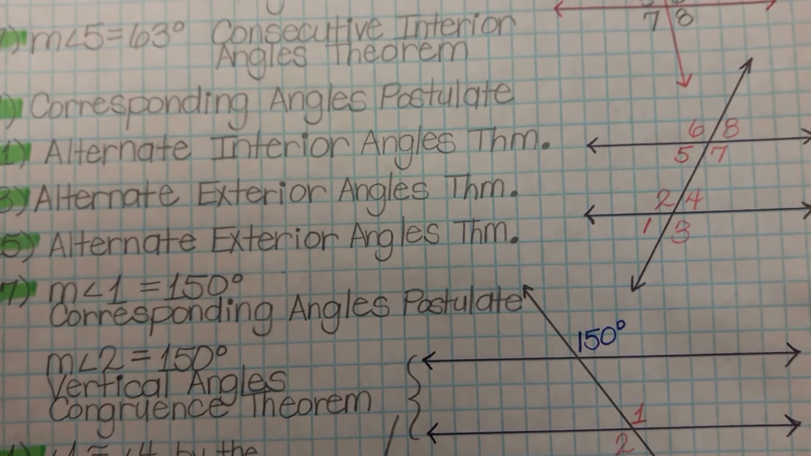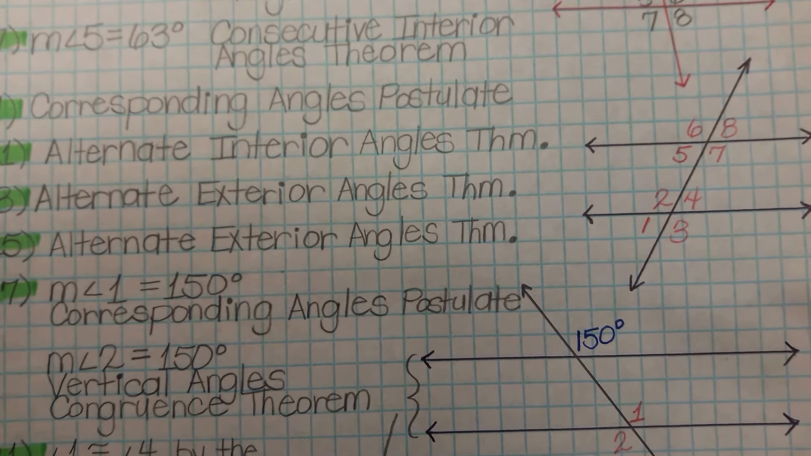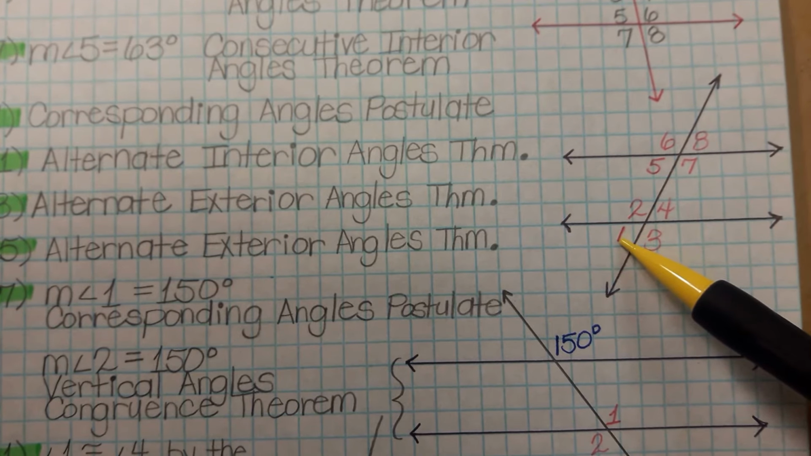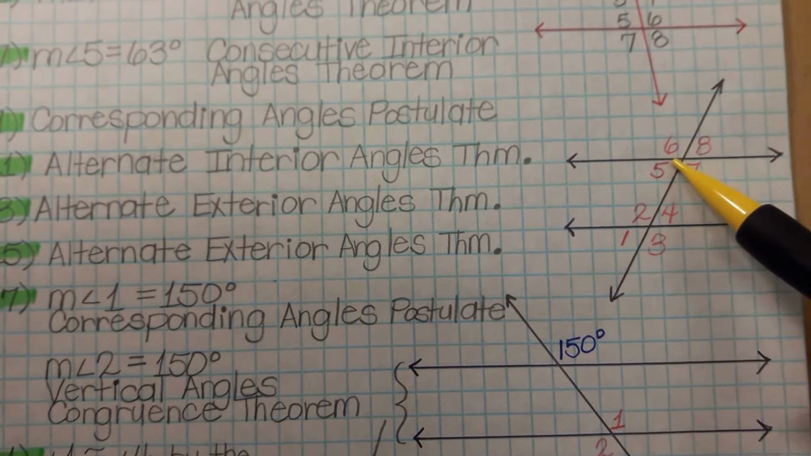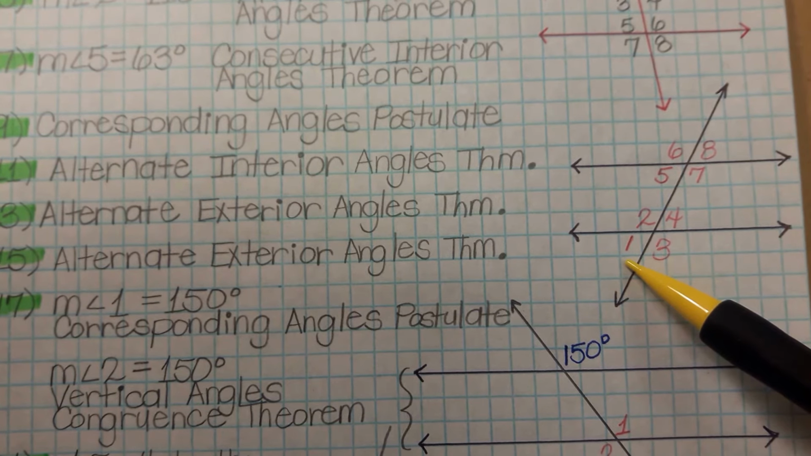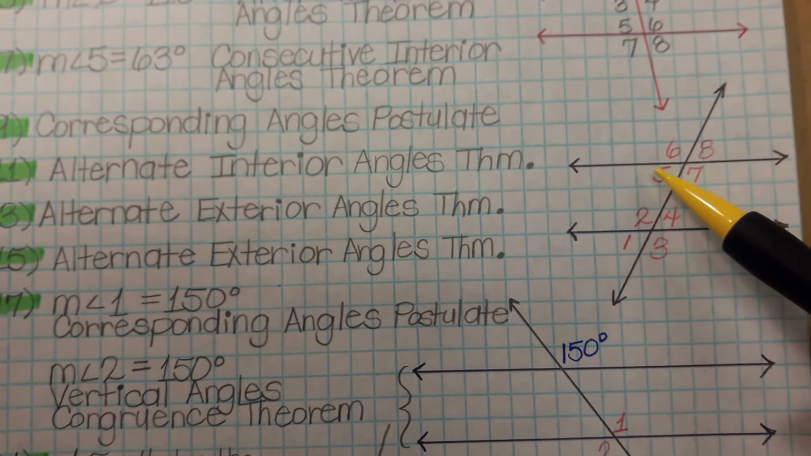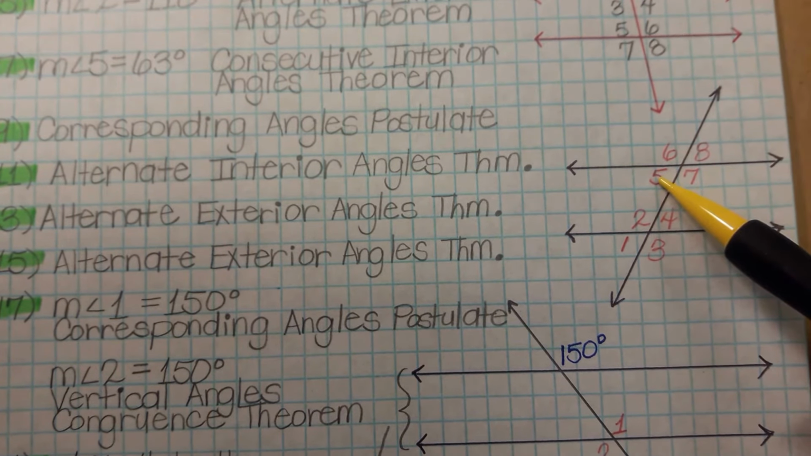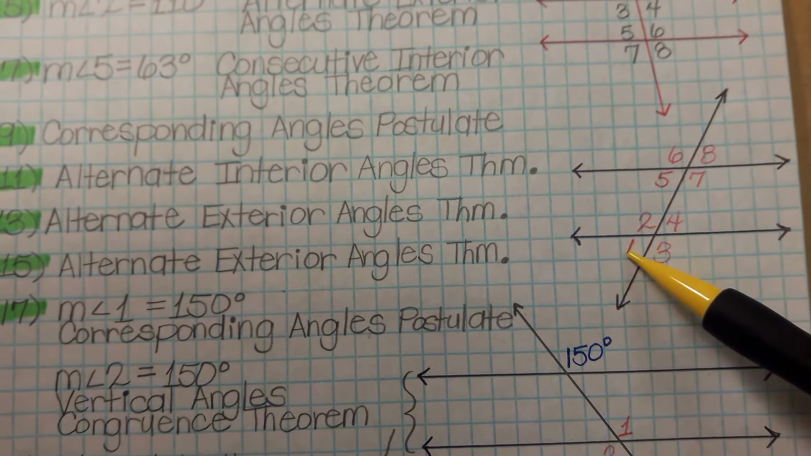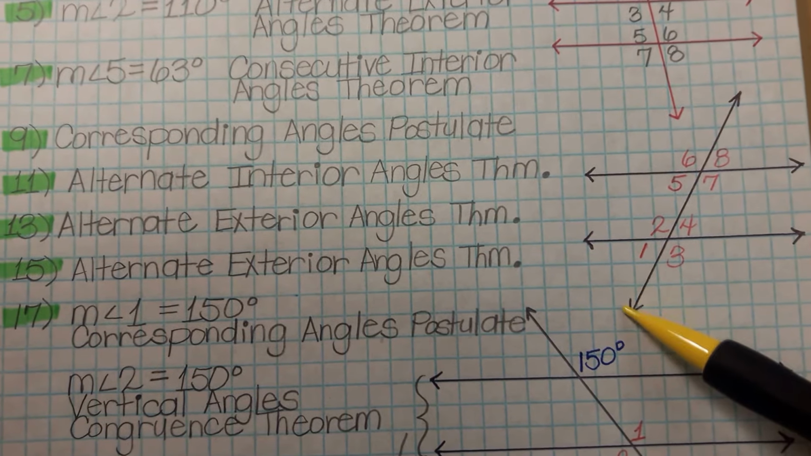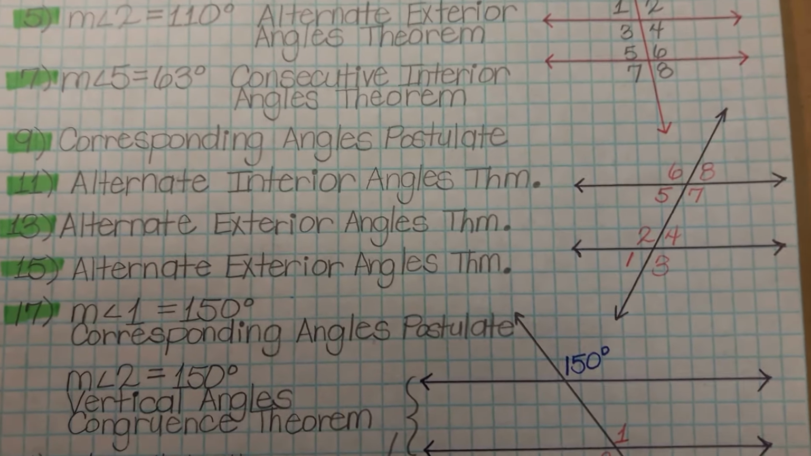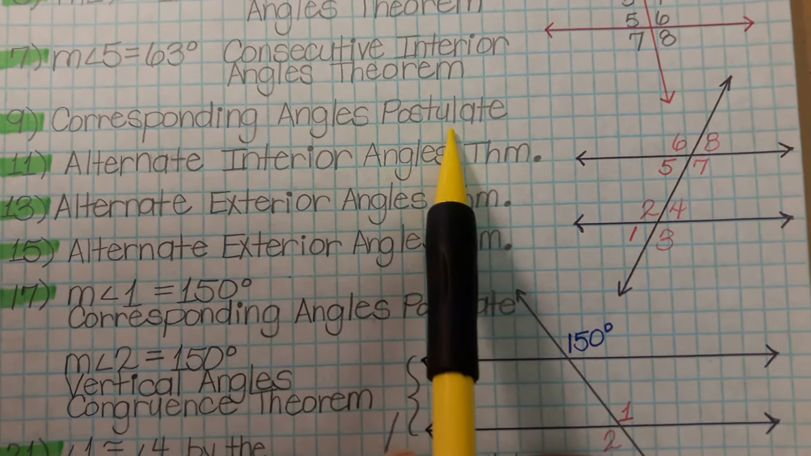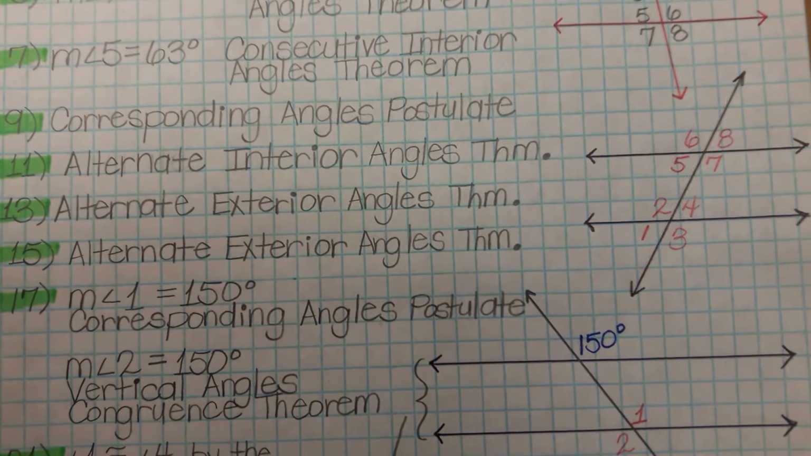If I look at number 9, we are looking for angle 1 and angle 5. I need to know, why are these two angles congruent? And they are congruent because they are corresponding angles. If you notice, they're below the parallel lines, and they're also on the same side of the transversal line. So because it meets those conditions, they are corresponding. It is the corresponding angle postulate.